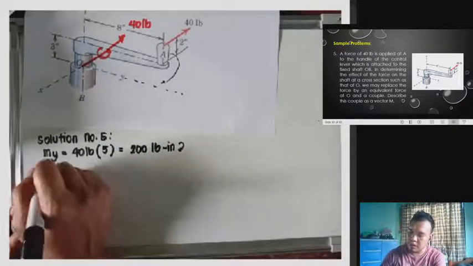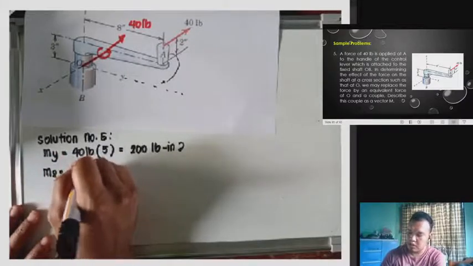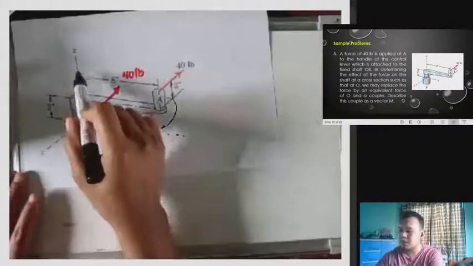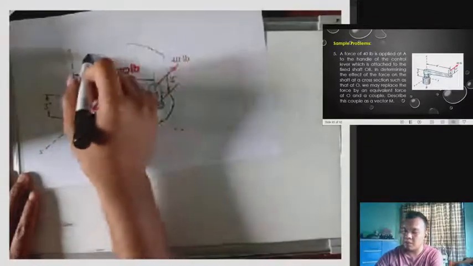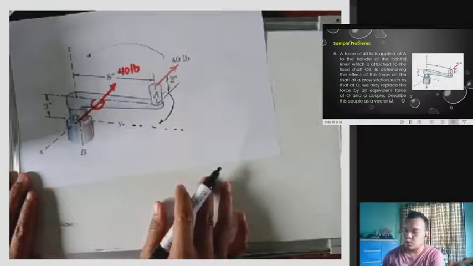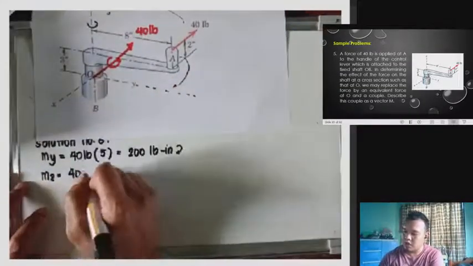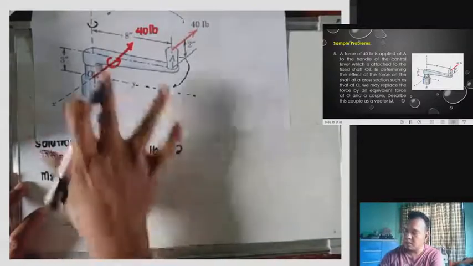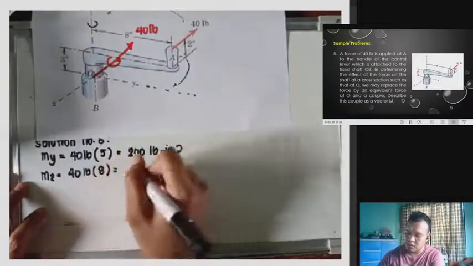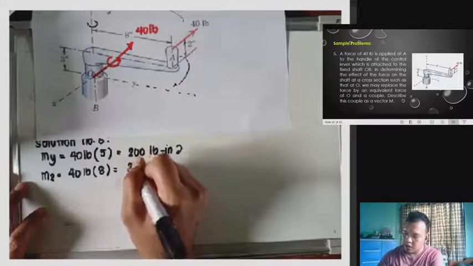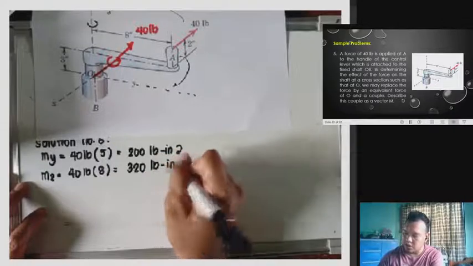Then we have here the moment about the z-axis. We have 40 again. To get the moment about the z-axis, this is our z-axis, and we move the force toward z. Is the rotation like this? So we have here 40 pounds multiplied by the perpendicular distance, which is 8, equals 320 pound-inch. The direction will be counterclockwise.